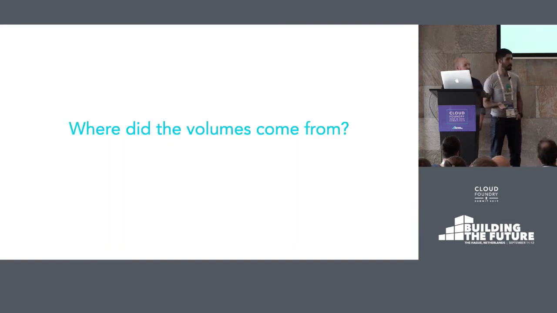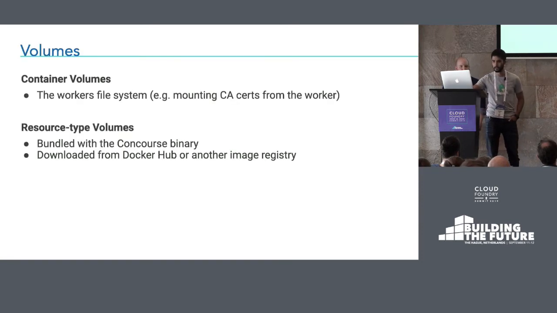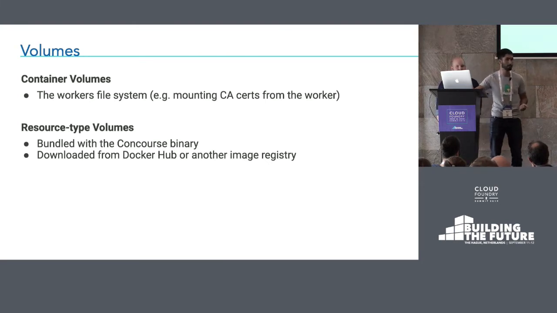Now, where did these volumes come from? Because they don't just magically appear on our worker. Our worker has to get them from somewhere. The container volumes are based on the worker's file system, so those will contain files like the CA certificates. That's what's going to be in these container volumes.